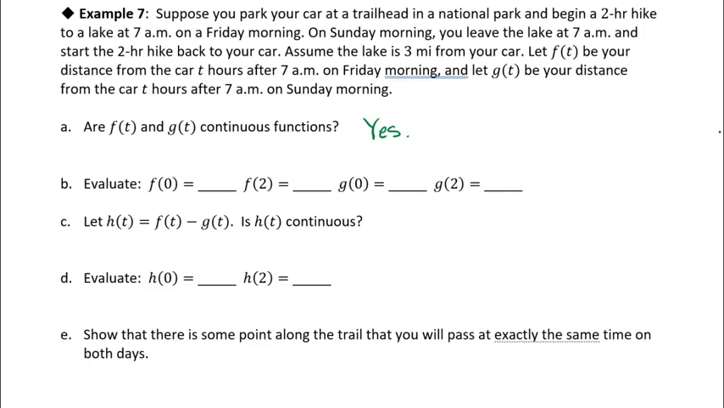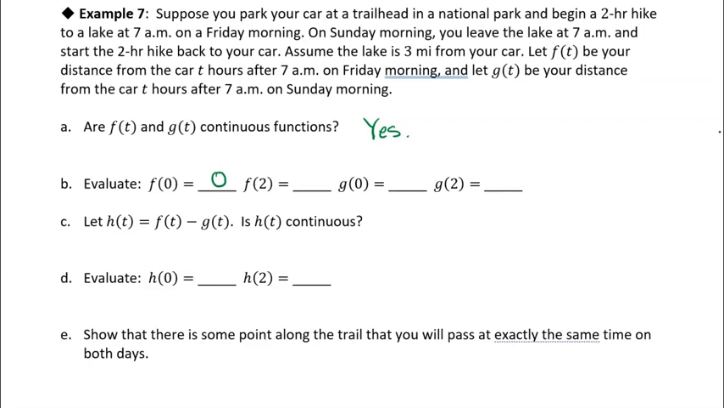Now evaluate f of 0, f of 2, g of 0, and g of 2. Remember that f is our Friday morning function. We leave our car at t equals 0, which is 7 a.m. So at t equals 0, we're at the car. So we are 0 miles from the car. We'll assume that f and g are in miles. It's the distance from your car, t hours after 7 a.m., so we're going to measure our distance in miles.